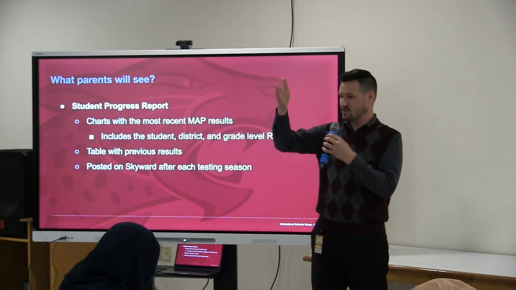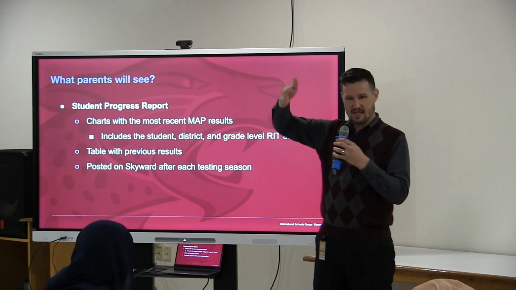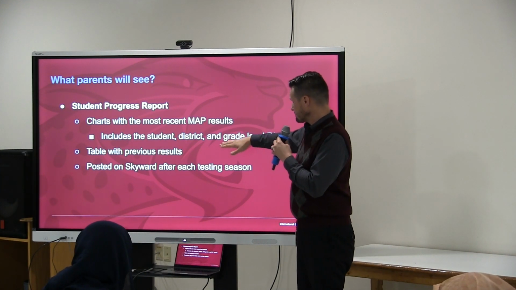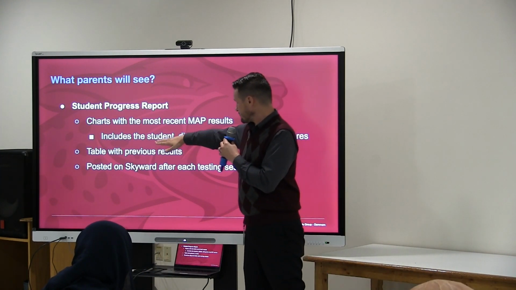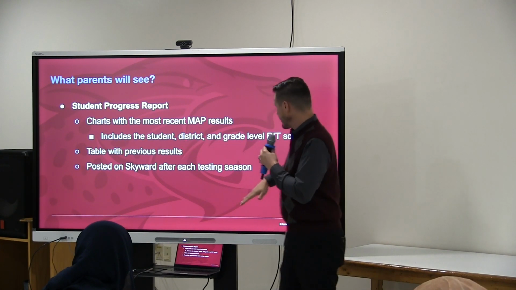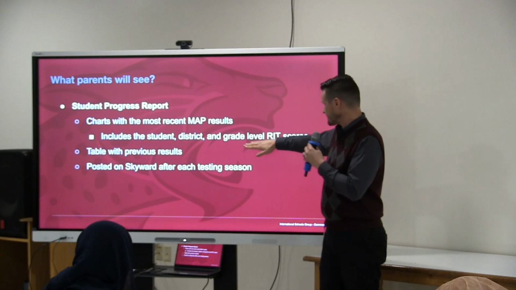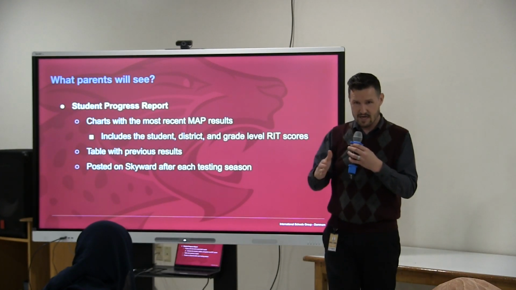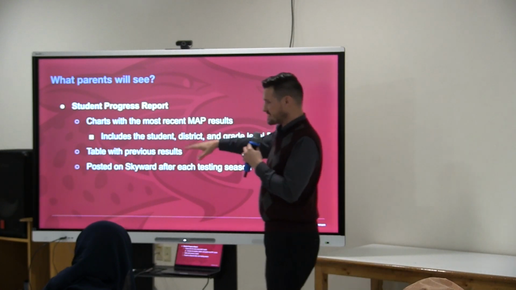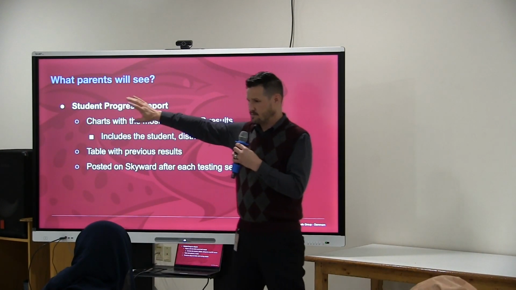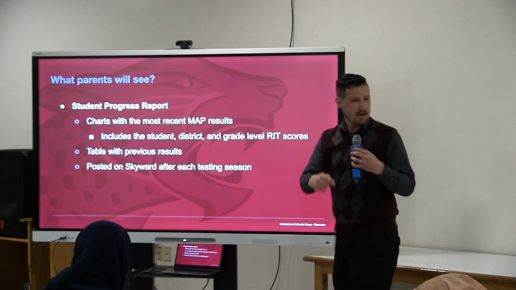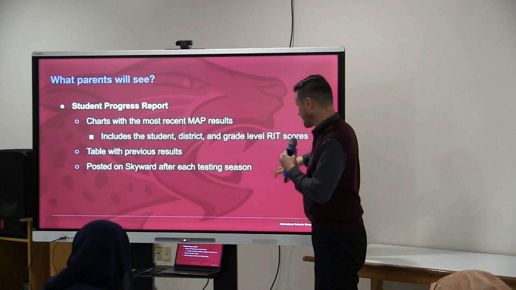What it will do is show you the charts. You see the lines there first. It's going to show you the most recent MAP results, and how your student compared against the district, and then against other students in that grade across the world. The table on the right-hand side is going to show all of the previous results. Yep, it's on the next one.